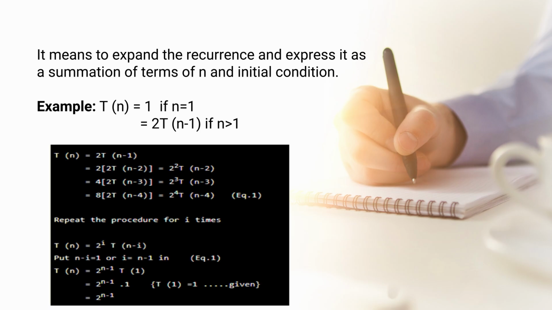So, i equal to n minus 1, and putting that value we can get 2 to the power n minus 1 into T 1, and T 1, that is if n equal to 1, T 1 value equal to 1, that will be 2 to the power n minus 1. This is the case you already know, the tower of Hanoi problem. In the tower of Hanoi problem, if the number of disks increases, the value of T n equal to 2 to the power n minus 1, that is your exponential time complexity.